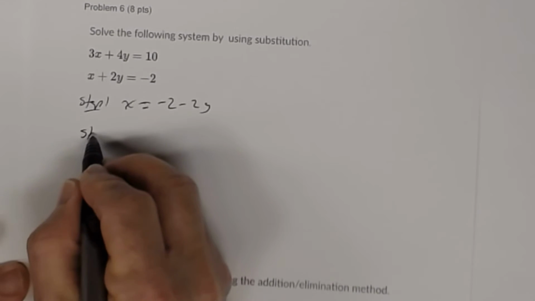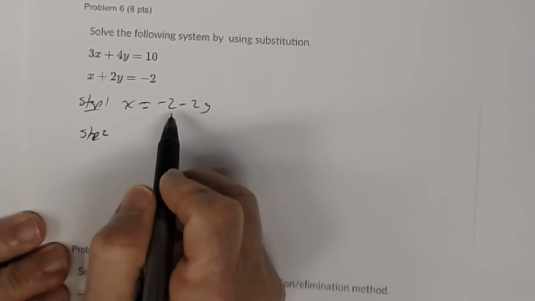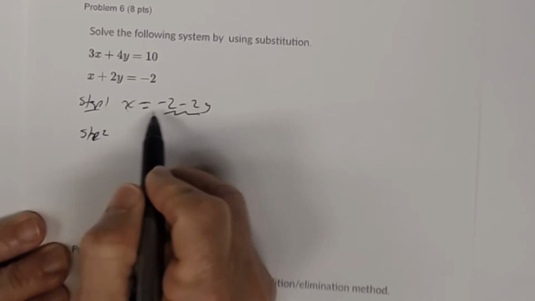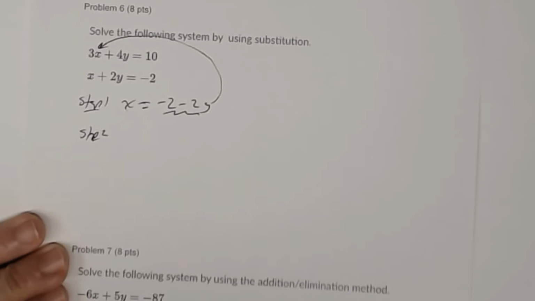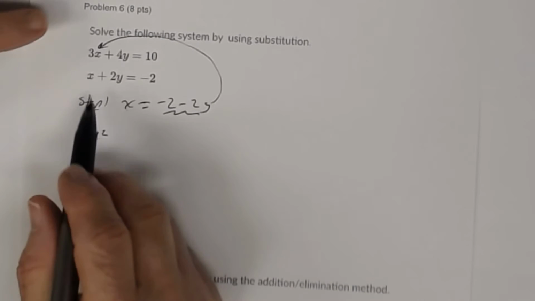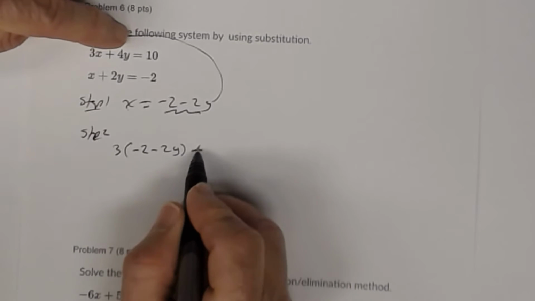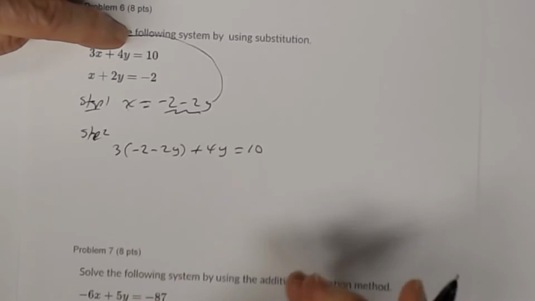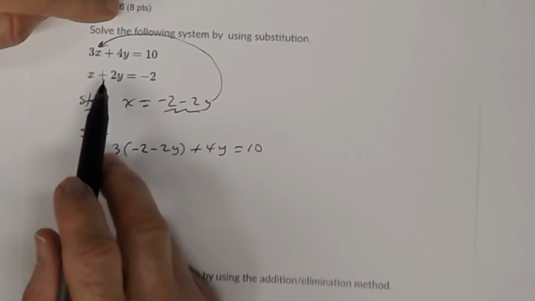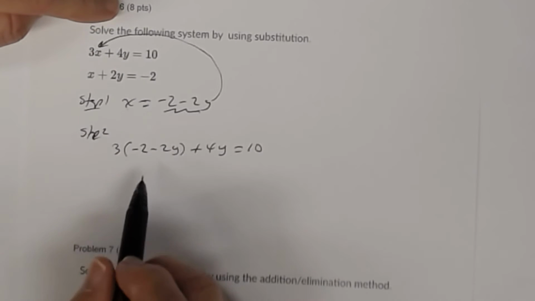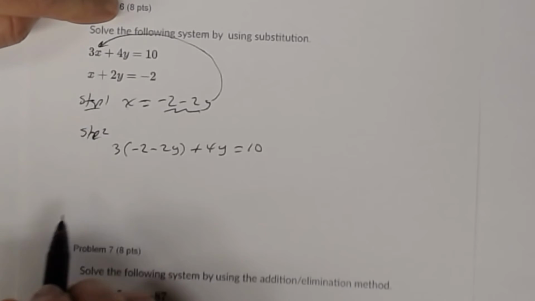Now step 2, once you do that, is to go to the other equation, and in place of x, you're going to substitute negative 2 minus 2y. So this becomes 3 times negative 2 minus 2y plus 4y equal 10. Okay? Now solving this linear equation, so notice I have a system with two variables, right? And now in step 2, I only have an equation that has one variable. So we're going to solve for y.